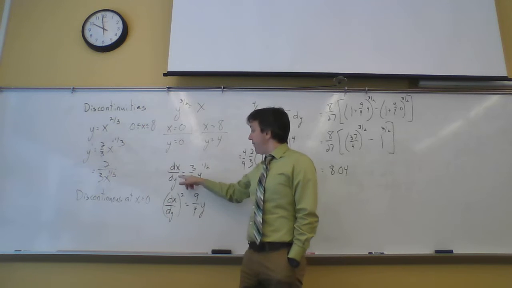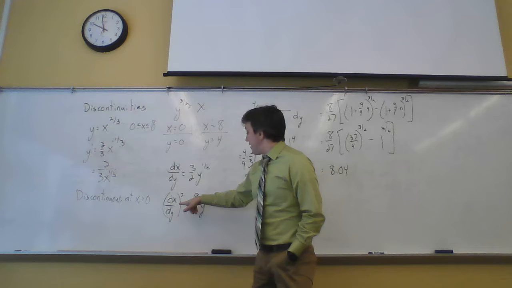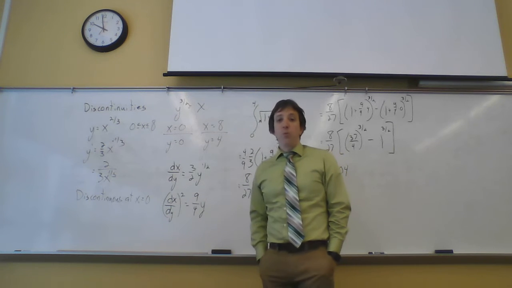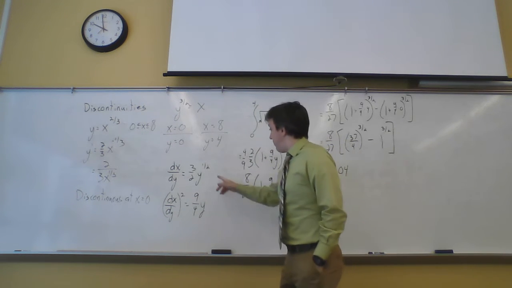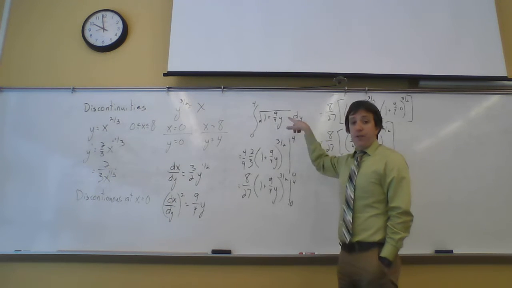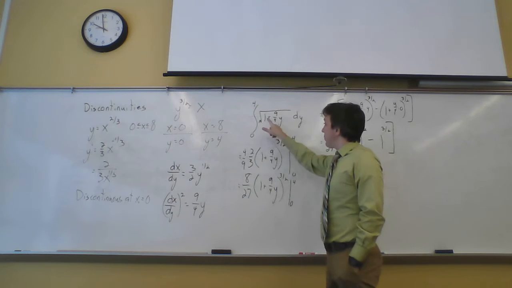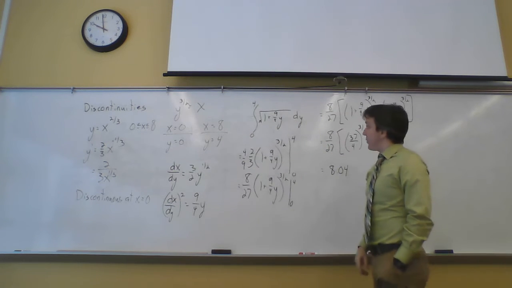So I have the derivative of x with respect to y. It looks a little weird. It's kind of backwards, but that's okay. I squared it, and we get 9/4 y. Okay, the group drops out very nicely. So using the equation that we have for finding arc length, I have the integral from 0 to 4 of the square root of 1 plus that 9/4 y.